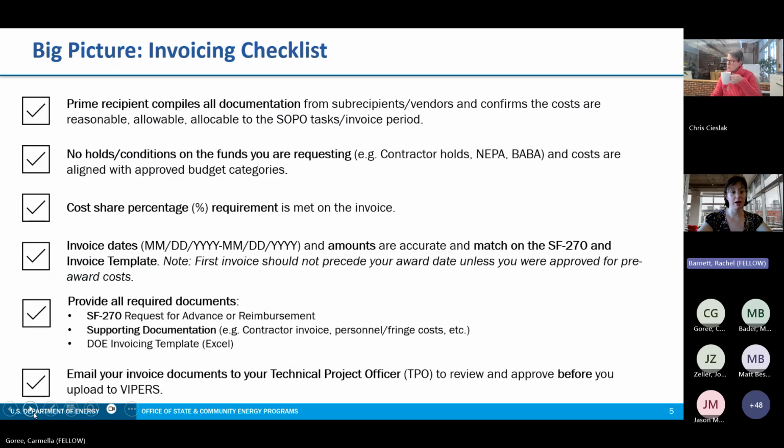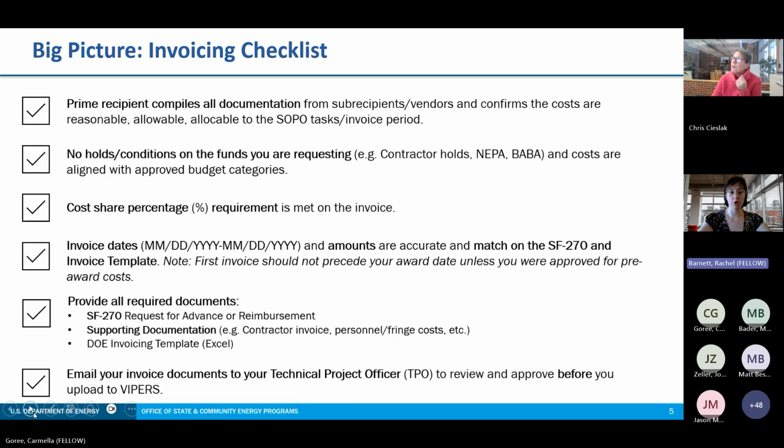So here is a checklist of key factors to keep in mind when compiling your invoicing documents. The prime recipient should compile all documentation from subrecipients and vendors and confirm the costs are reasonable, allowable, and allocable to the SOPO tasks for the invoice period.